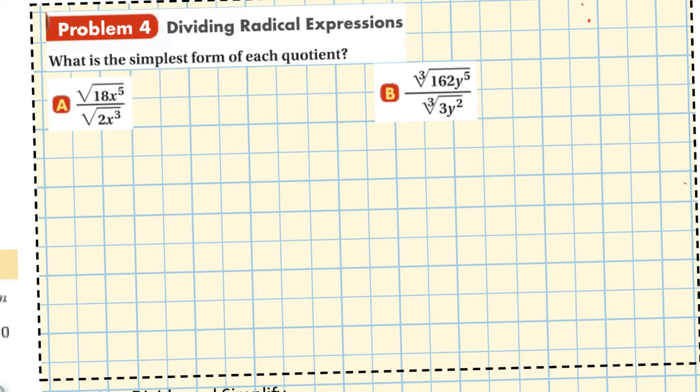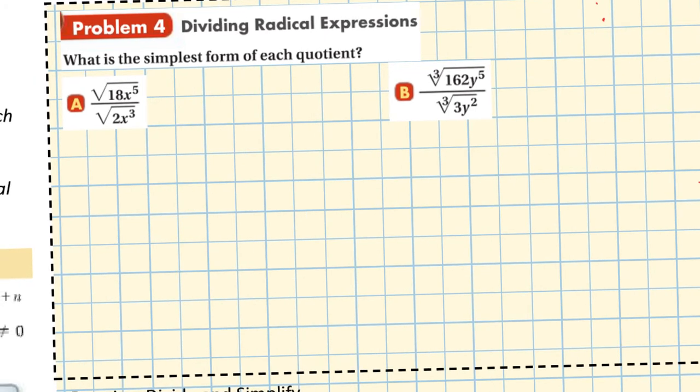The first problem that we have is problem A, in which we have the square root of 18x to the fifth over the square root of 2x cubed. Our first step is going to be to combine them together into a single radical. That means that now we're going to have, very simply, the square root of 18x to the fifth over 2x cubed. Our next step is going to be to simplify inside the radical.